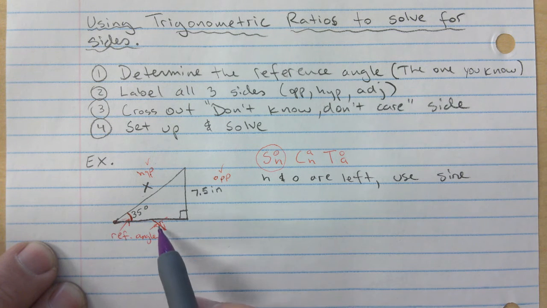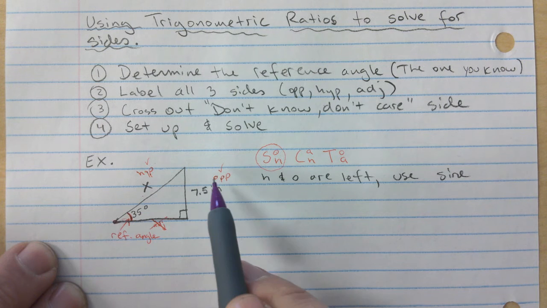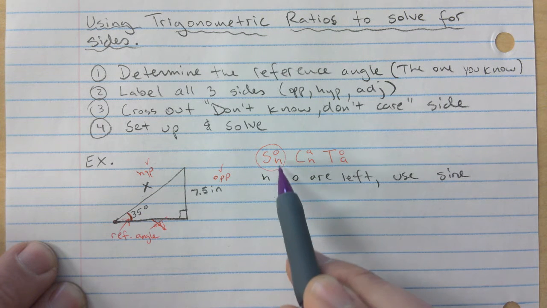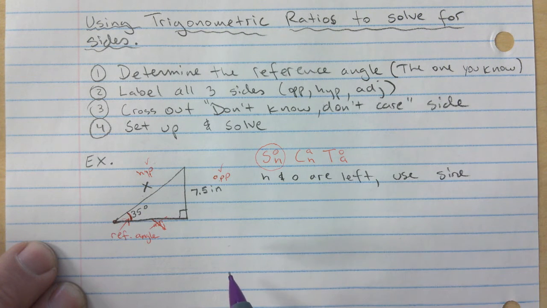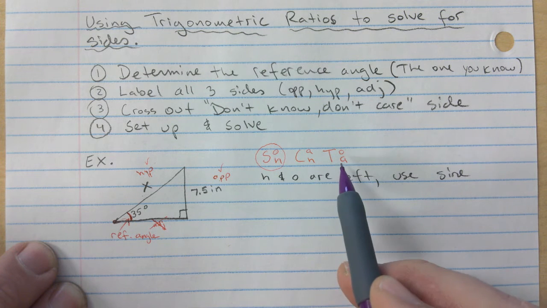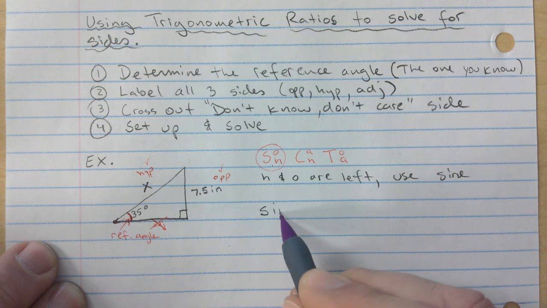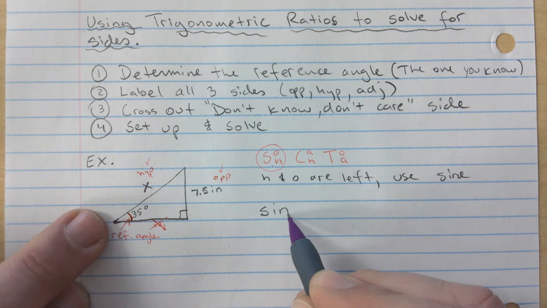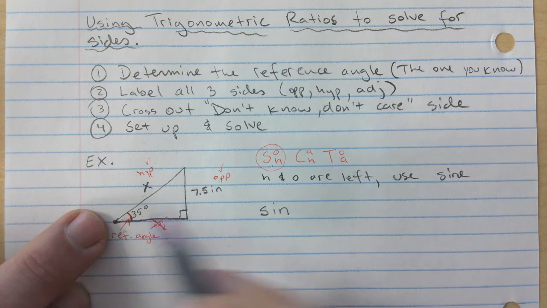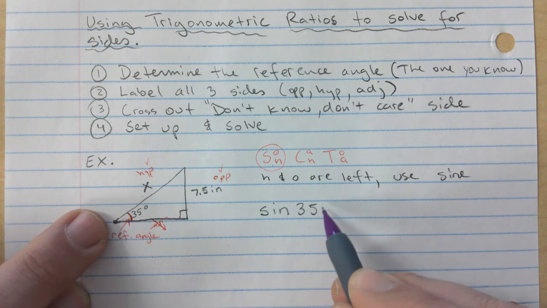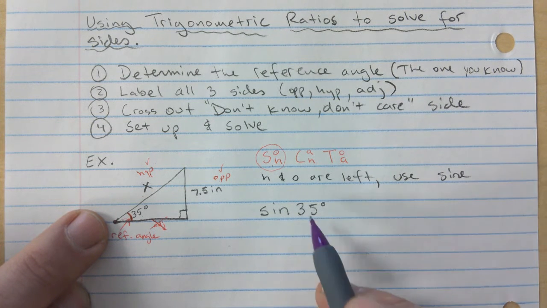So by crossing out one of the sides, you're left with two sides, and then you just find which one has those two sides. Is it sine, cosine, or tan? In this case, it's sine. So you set it up. Sine of what? Remember, it always needs an angle. We know what the angle is, so we go 35 degrees. They're glued together.